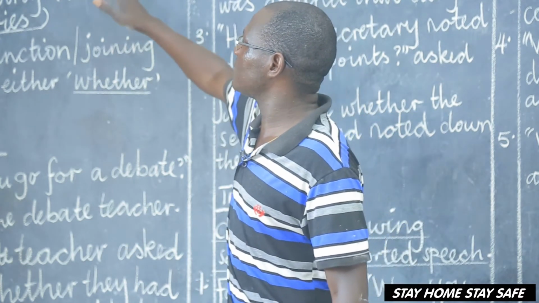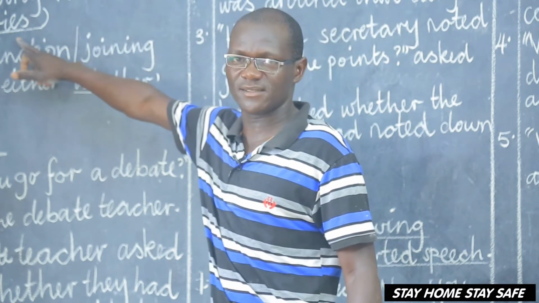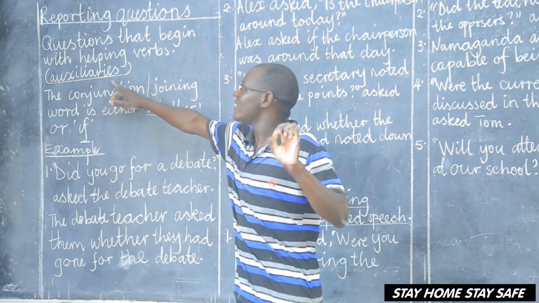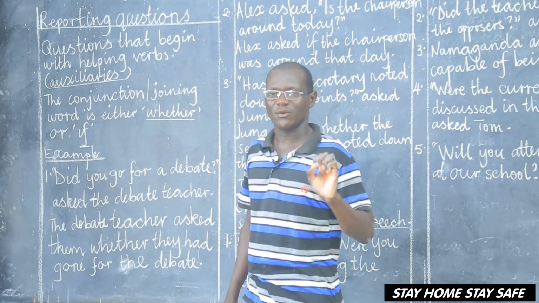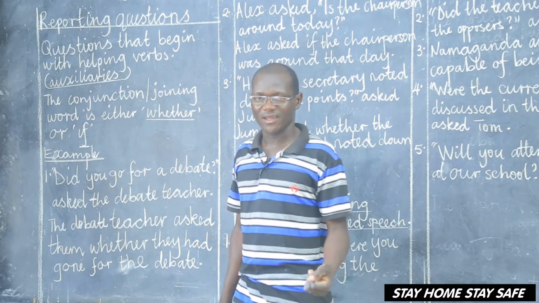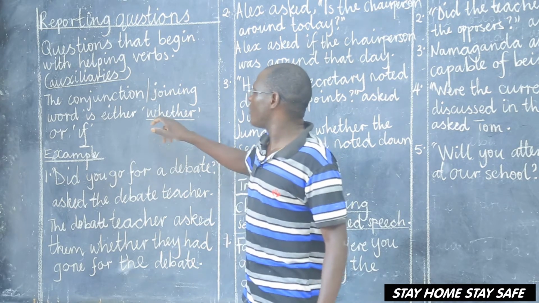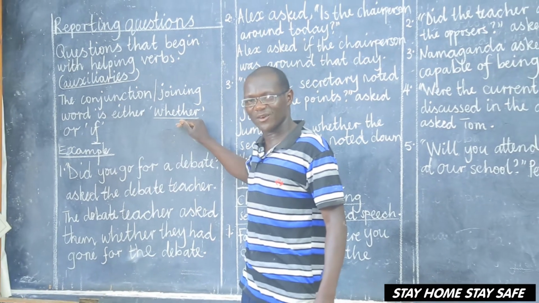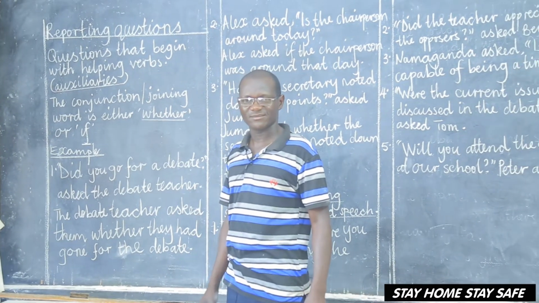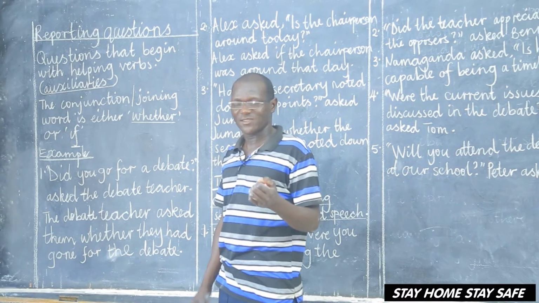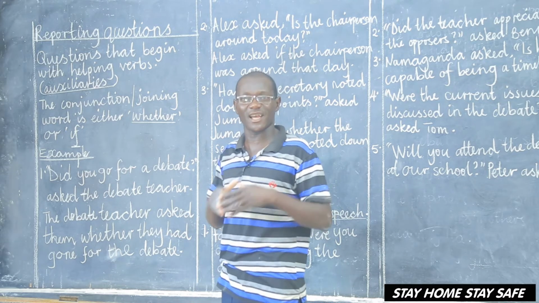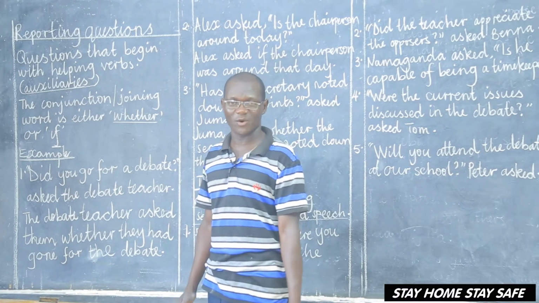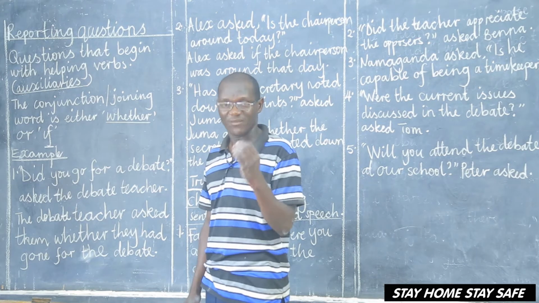According to the reporting questions here, these questions which begin with auxiliaries, or you have called the helping verbs, they will have a conjunction which is different from that one we have been using. This time, we shall use whether. We can use whether. Then, if we don't use whether, we can also use if. So these two conjunctions can work when we are reporting questions that begin with auxiliaries, or those questions that begin with helping verbs.